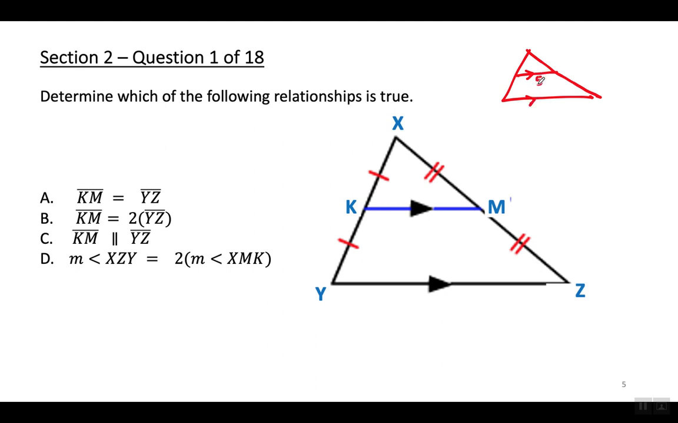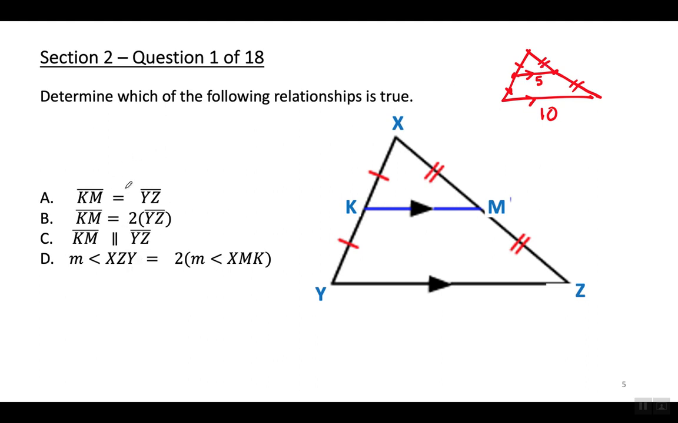If this segment right here, the mid-segment, is 5, that means that the bottom line would be 10. It's always double. And by the way, the mid-segment means that it's connecting the midpoint of this side to the midpoint of the other side. That's what these lines mean. It's telling you that this segment equals this segment, so this is exactly in the middle, and the same thing on the other side. Okay, so keep that example in mind as we're looking at the answers.